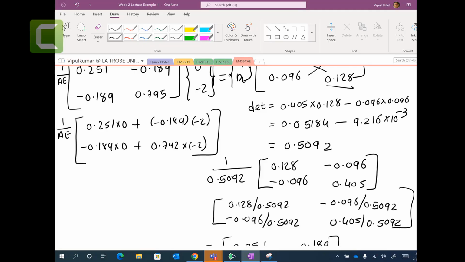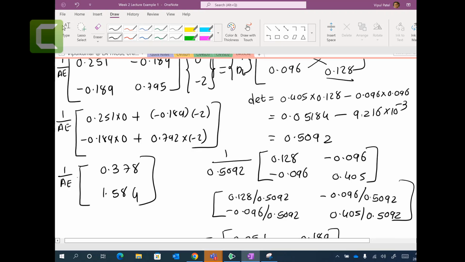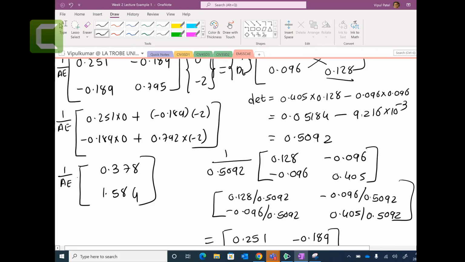So what happens here? Yep. So 1 over AE, 0.189 times 2, you got, something is wrong, 0.378, and 0.792 times 2, you get 1.584. I think I just need to fix something. Why am I getting wrong answers? Let me fix it quickly.